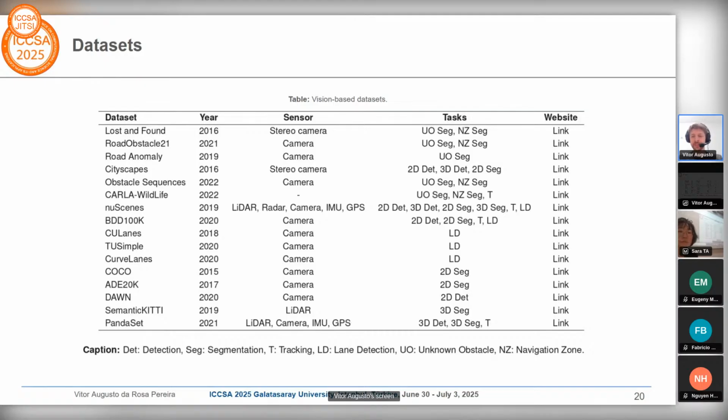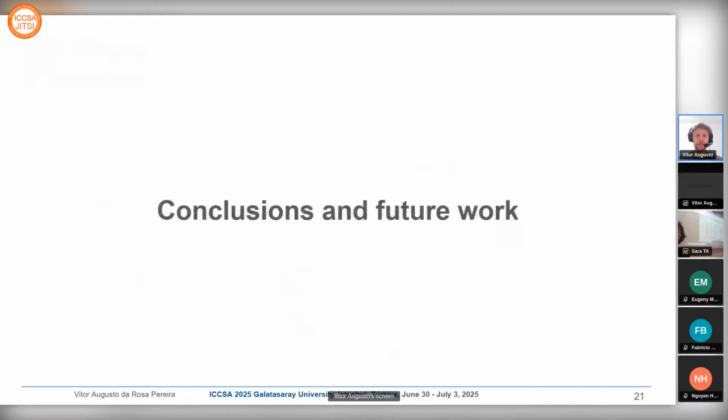And that's very interesting because all of them are open source, so we can download them from the website and also study these datasets, see the masks, and this is very interesting.